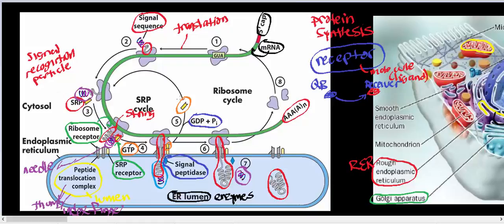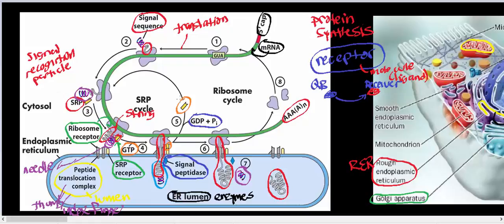But notice that the SRP receptor and ribosome receptor facilitated the binding of the ribosome to the rough ER membrane. And once you do that, the peptide translocation complex grabs a hold of the signal peptide, or the signal sequence, and essentially facilitates the pulling of the protein as it's being made into the rough ER lumen. Okay? And then what's going to happen from there is the protein gets longer and longer because the ribosome is moving along the mRNA, facilitating translation.